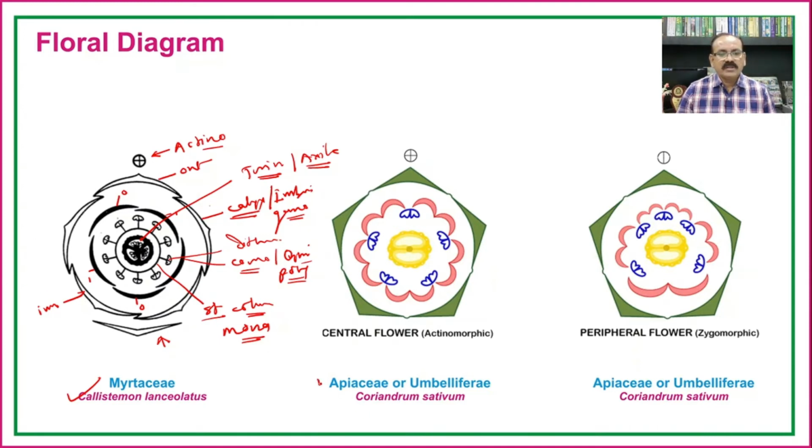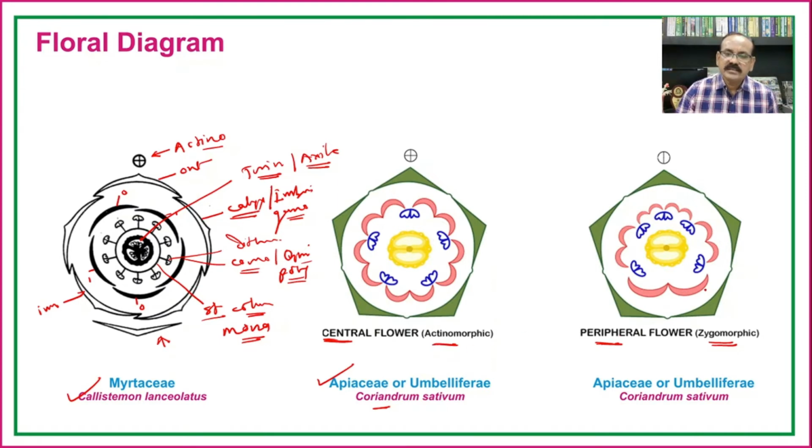In Apiaceae or the Umbelliferae family, the common plant Coriandrum sativum, that is dhania, there are two different types of flowers, the central flowers and the peripheral flowers. The only difference between these two is that the central flowers are actinomorphic and the peripheral flowers are zygomorphic, because here the arrangement of the petals is different.